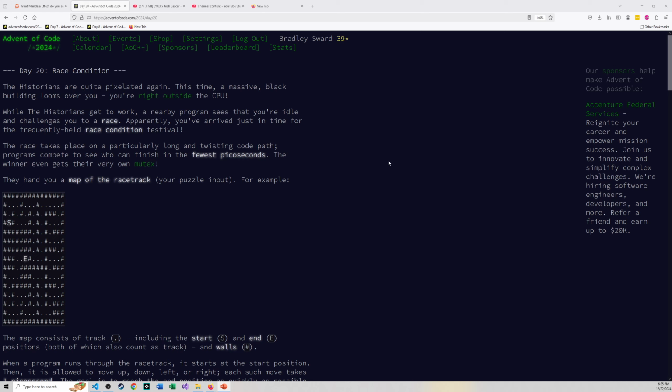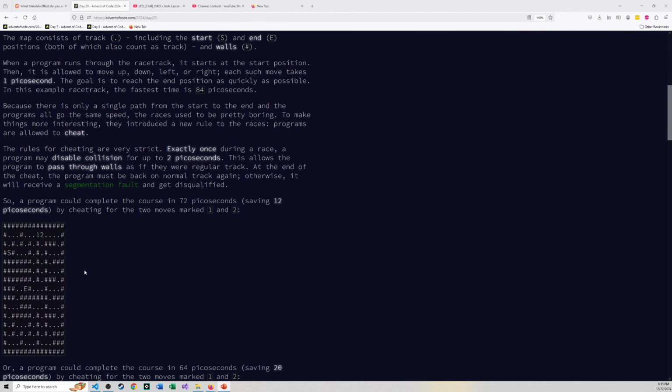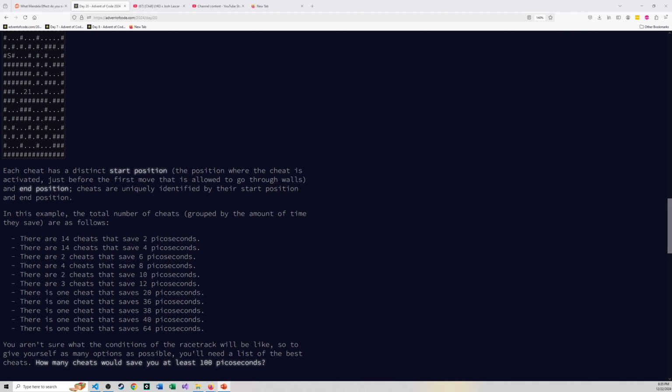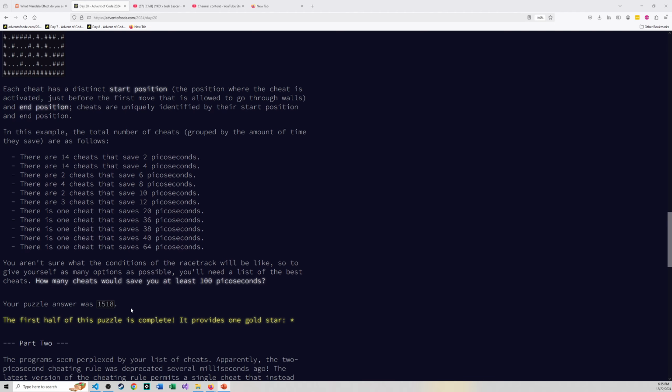So for Part 1 of our problem, we have a windy, it's not even a maze, it's just a windy path. And the idea here is, can I go through a wall and get myself closer to where I'm trying to go? In a lot of these cases, for Part 1, the answer is yes. I'm allowed to move two spaces before I have to worry about phase shifting and ending up in a wall. For Part 1, there were a lot of different cheats, and for mine, there were 1,518 cheats that could save me at least 100 picoseconds.